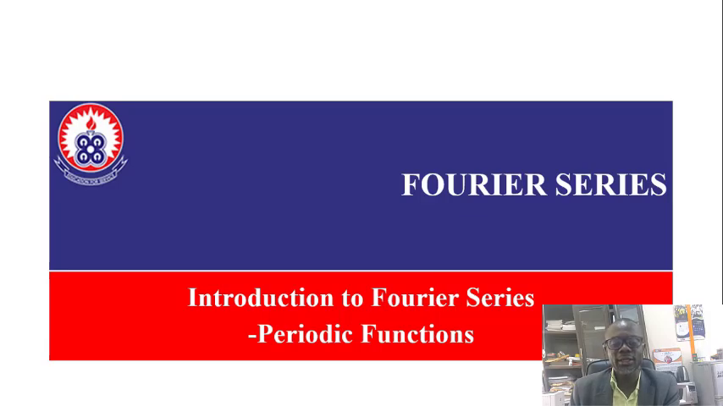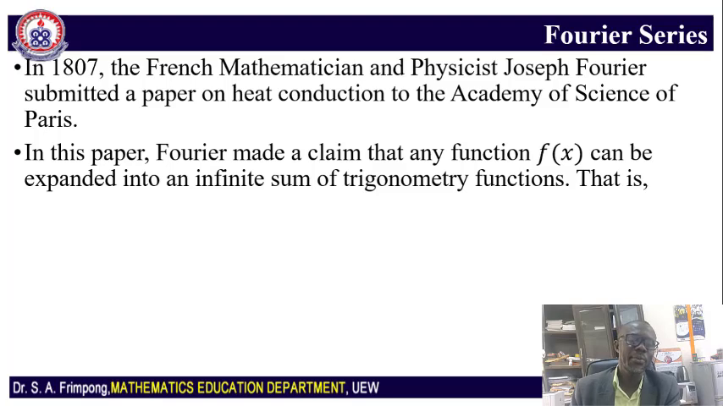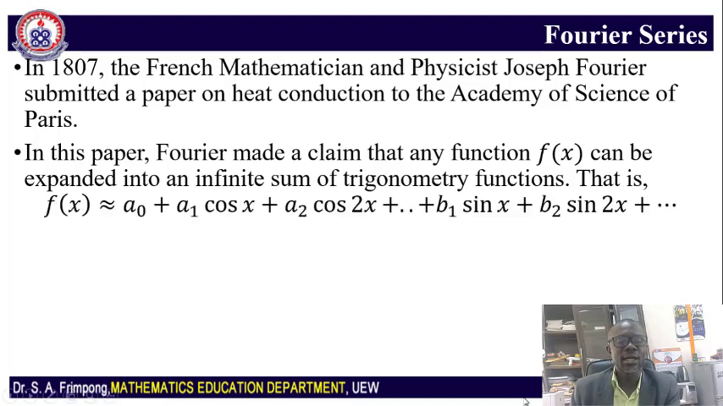look at periodic functions. But in 1807, the French mathematician and physicist by the name Joseph Fourier submitted a paper on heat conduction to the Academy of Sciences. And in that paper, he made a claim that any function can be expanded in the form of an infinite sum of trigonometric functions. That is, any function can be written in this form.